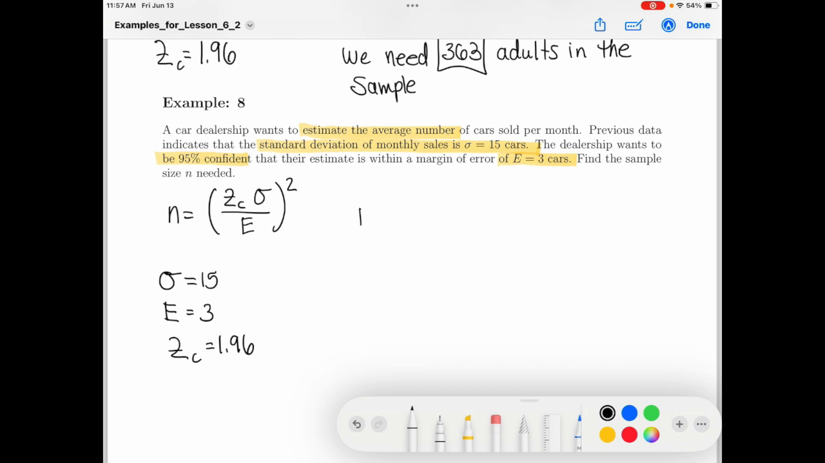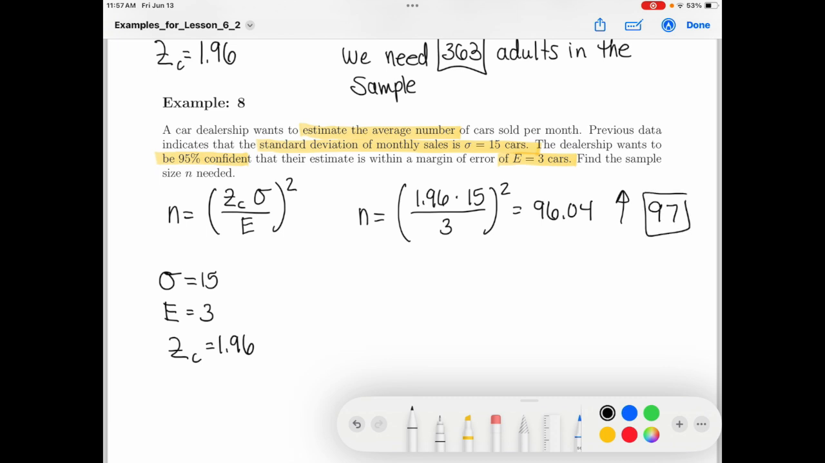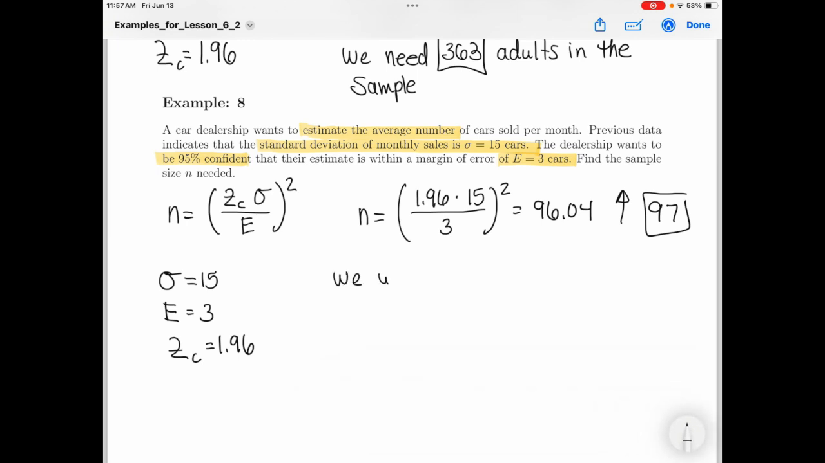So let's put all of that information into our formula. We have 1.96 times 15 divided by 3, and we're going to square all of that. When we do that, we get 96.04. So when we round up to the next whole number, we're going to get 97. So we would say we would need 97 cars in the sample.